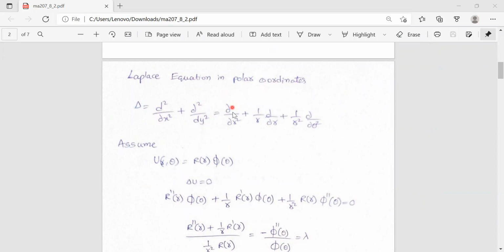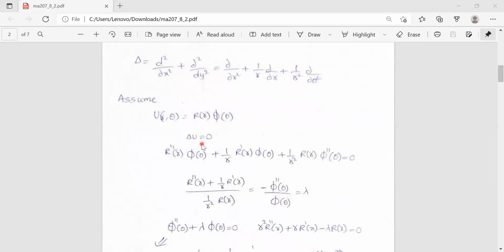In this, three terms are there: d²/dr² plus 1/r d/dr plus 1/r² d²/dθ². To solve this, let's take the separation of variables form. This is the r part and this is the theta part.